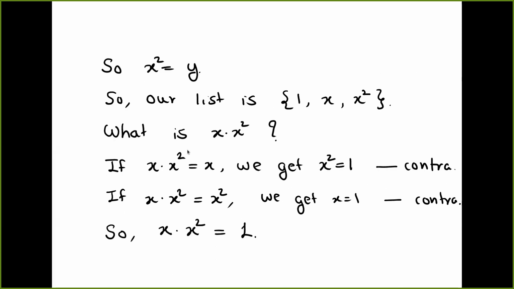So then my list becomes 1, x, x squared. Instead of writing y, I can just write x squared. But then what is x times x squared? Actually now, since I didn't use the fact that this result I had proved earlier, I'm having to write a little more. x times x squared is not x, right? Because that will give me x squared equal to 1, which is a contradiction.